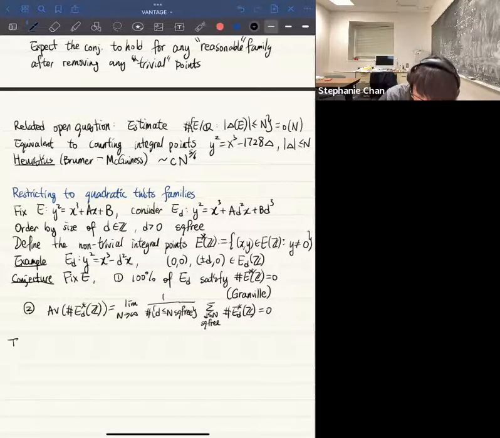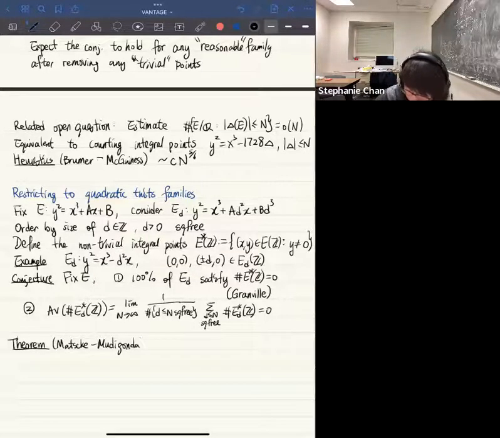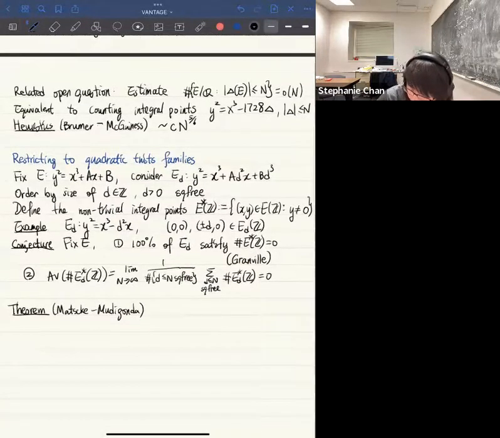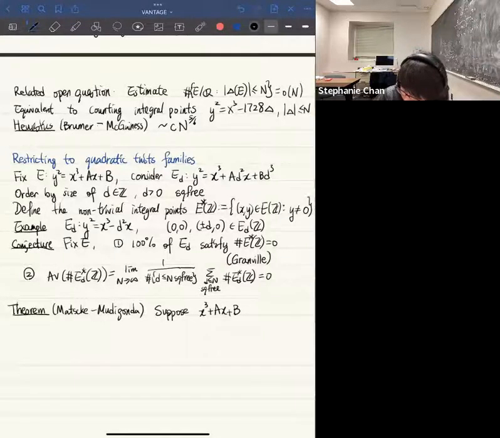A theorem, conditioning on the ABC conjecture, by Mashke and De Gonda. They impose a mild restriction, which is, they impose some condition on the curve that they're taking. So probably not that mild.